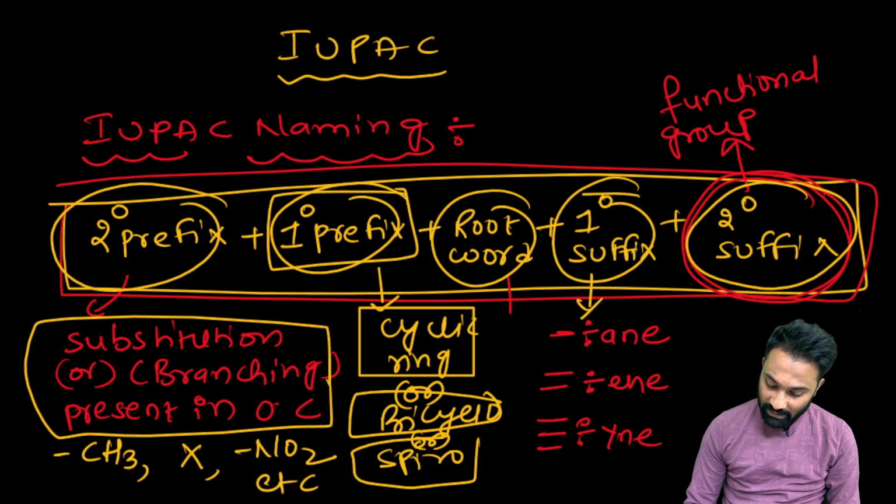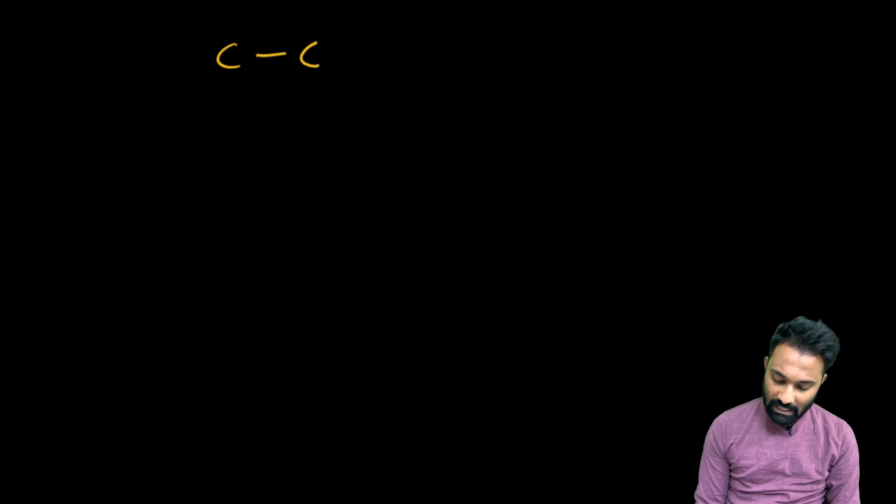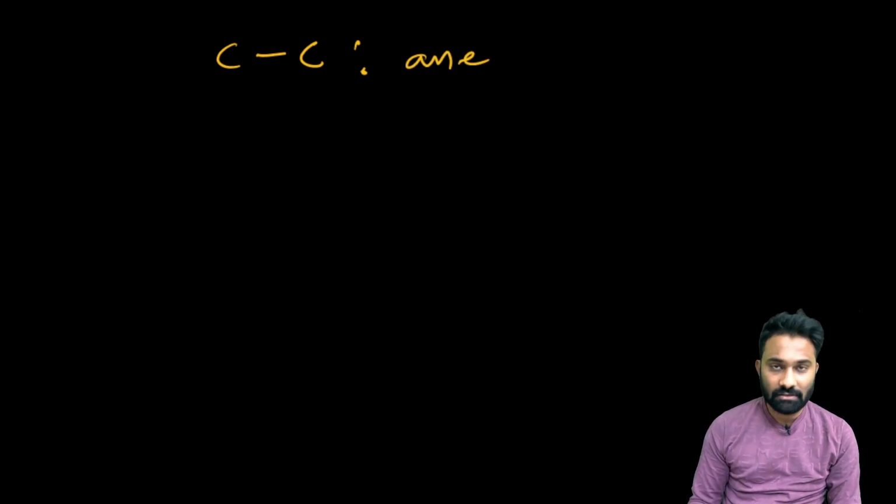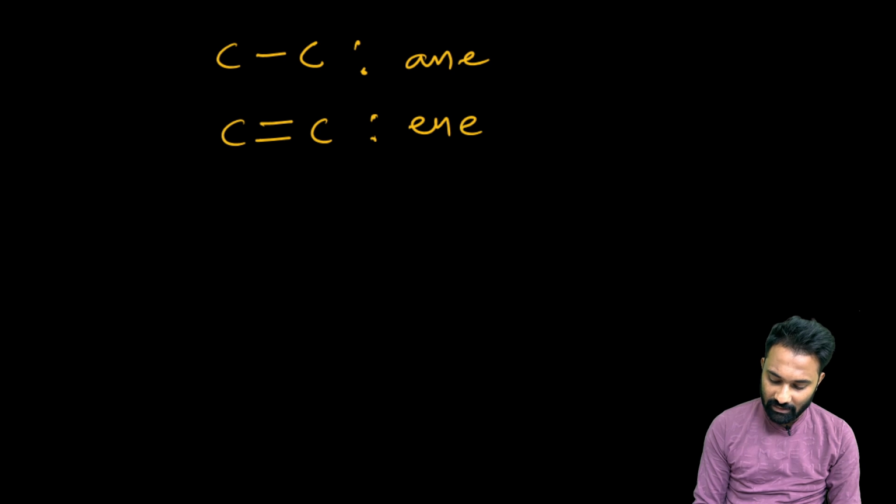Now what does the 1 degree suffix say? The 1 degree suffix tells us if carbon and carbon have only a single bond. In the entire organic compound, if you see only single bonds, then the 1 degree suffix is ane. If you see a carbon double bond carbon in the compound, then we say it as ene. If you see a carbon triple bond carbon, then we say it as yne.